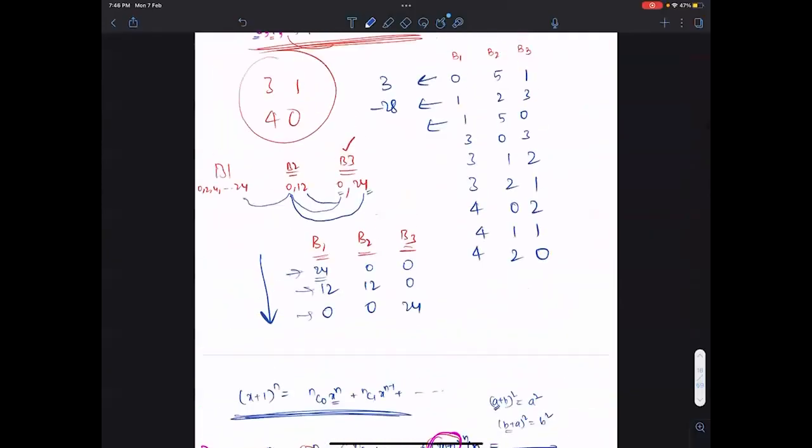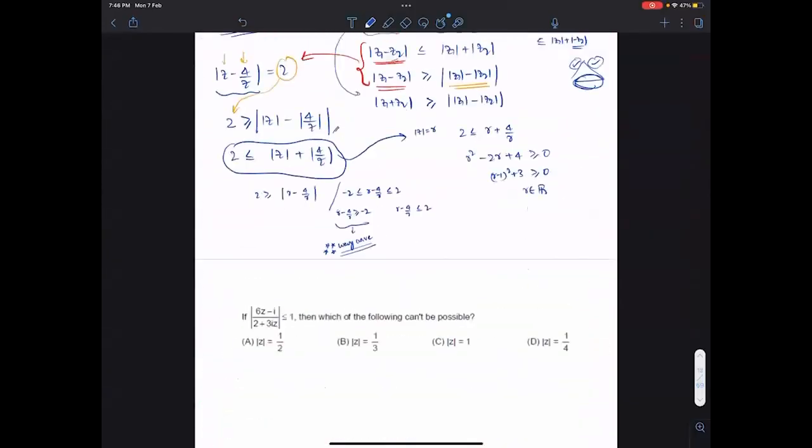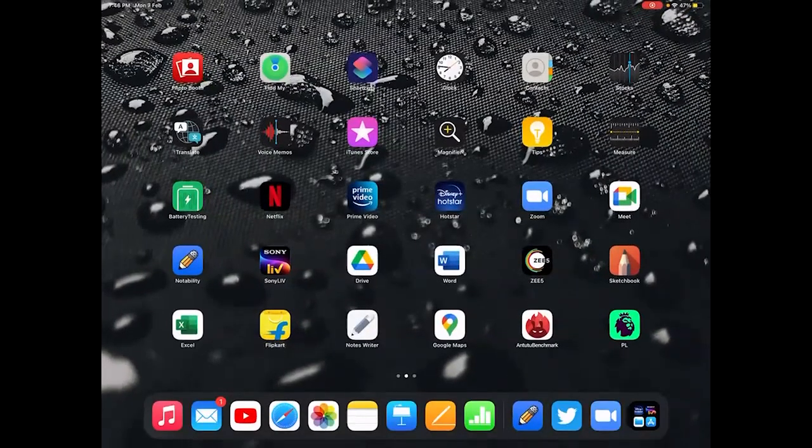Fine. I think the time is done. These were very lengthy topics, complex numbers and binomial theorem. Whatever we could do, we have done. Again, I'm repeating, guys: make sure you are doing the previous JEE Mains questions on the topics discussed on that particular day. If you do that, it should be enough.